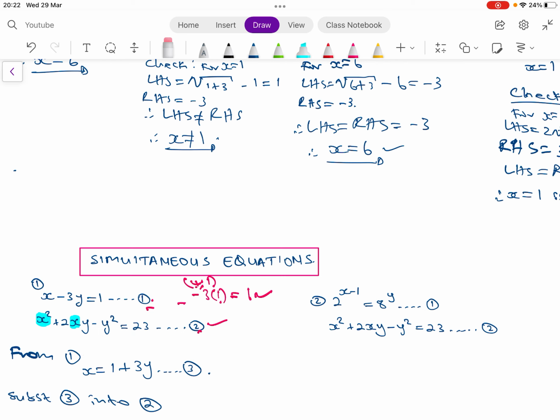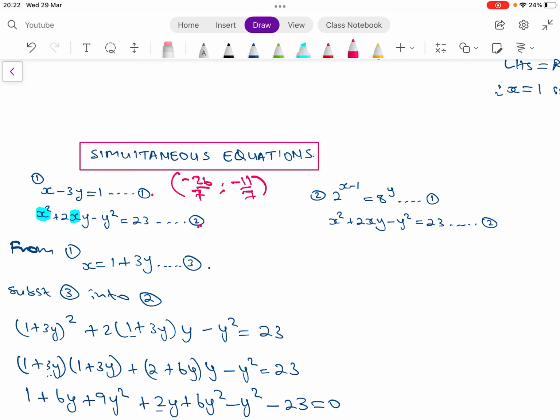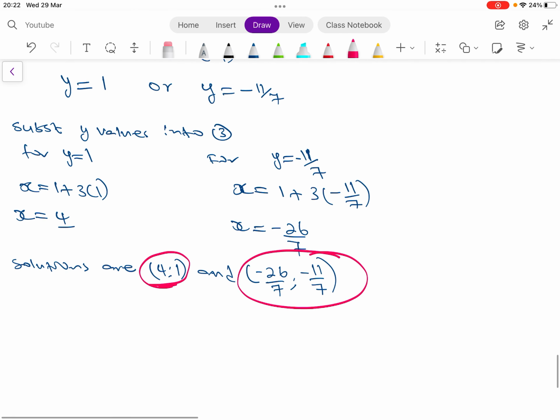Then you will try again with that other point of negative 26 over 7 and negative 11 over 7. You just substitute it here on your calculator. I just showed you how to do the substitution, and then you check if it is valid. I've already done that, and it is actually valid. So these two points are our solutions, and then we are done with solving the problem.